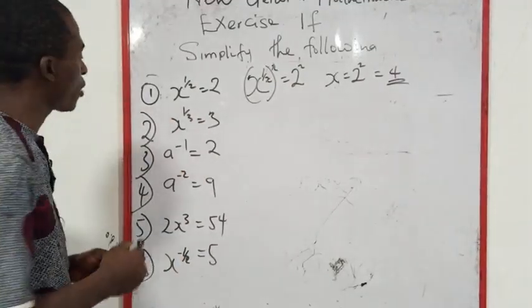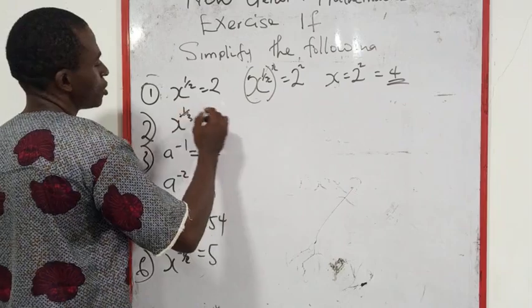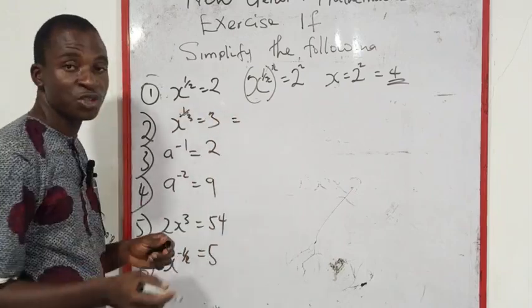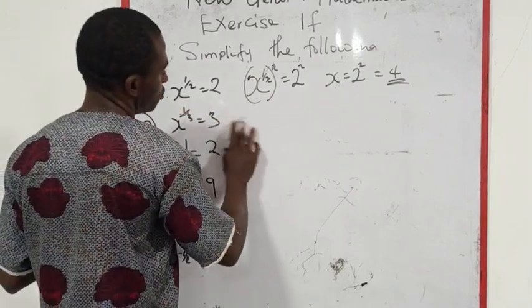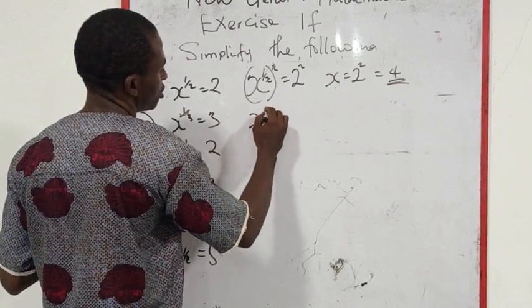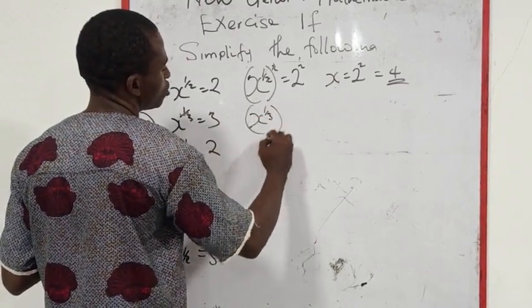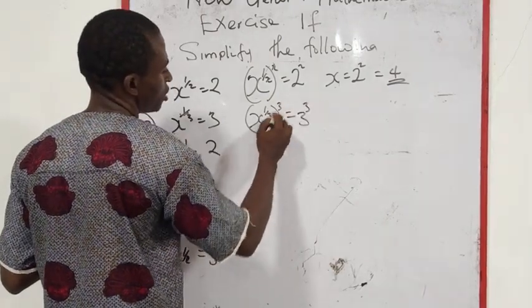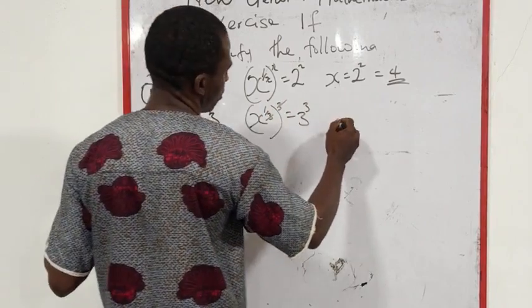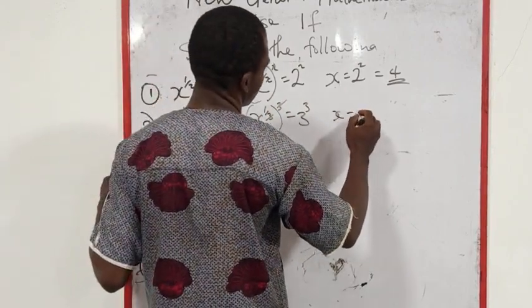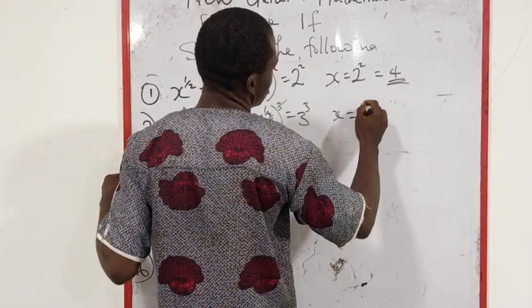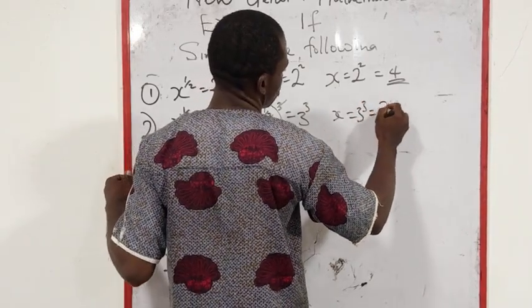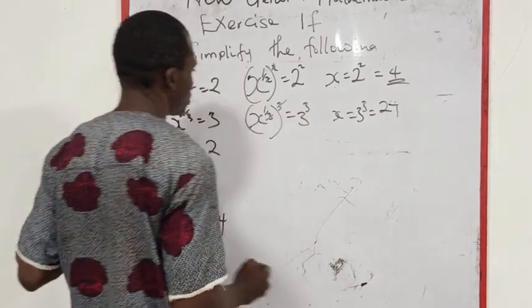What can remove 1 over 3 from x is actually the inverse, which is going to be, don't forget, 1 over 3. We are going to use 3 to multiply both powers. 3 will cancel 3, so we now have x is equal to 3 raised to the power 3, which is 27. We are done with that.